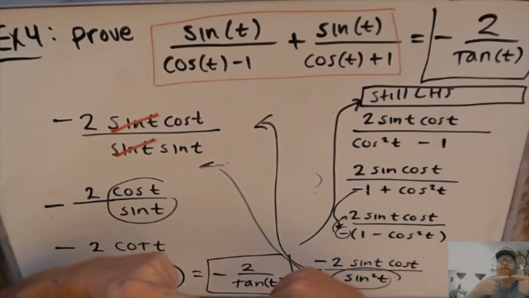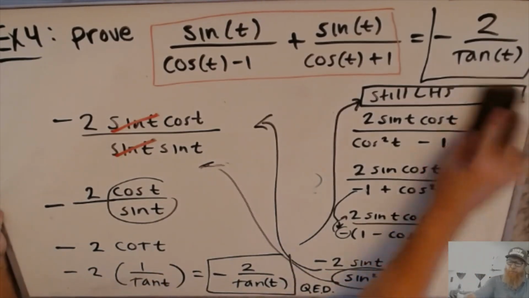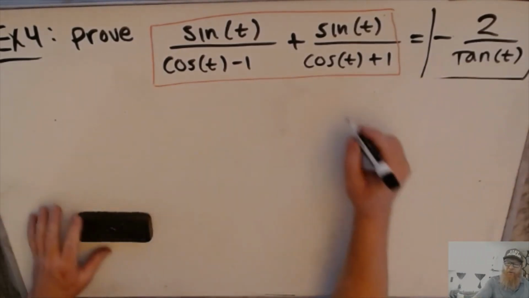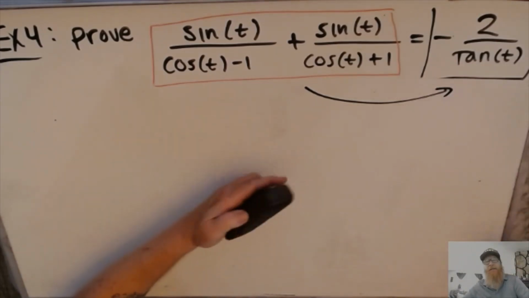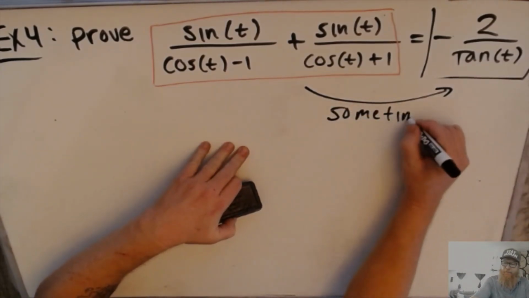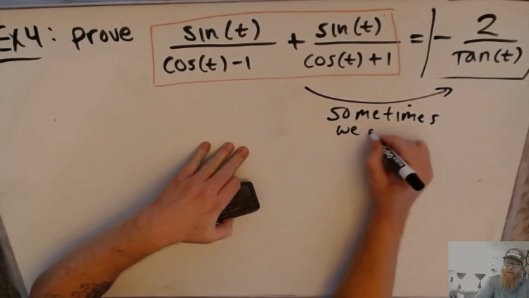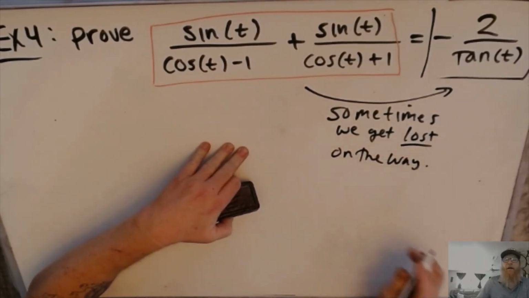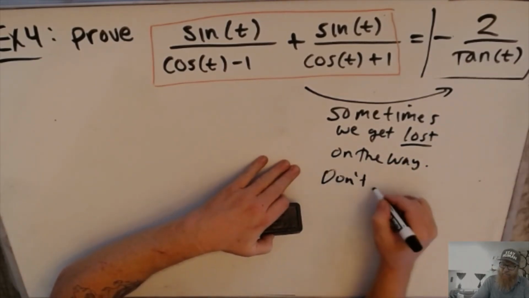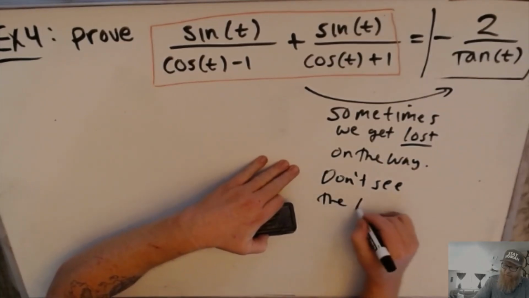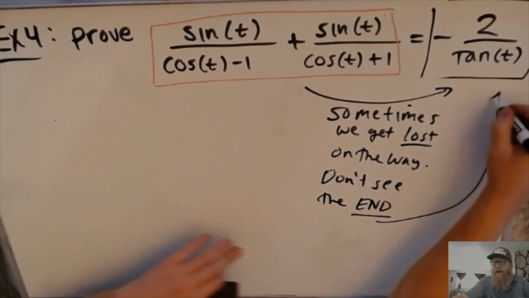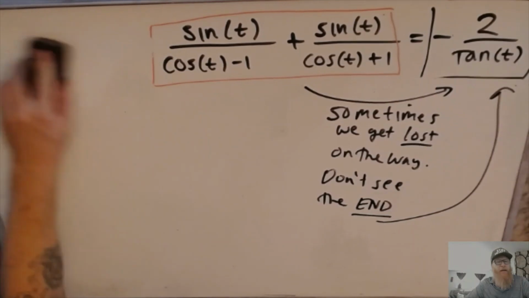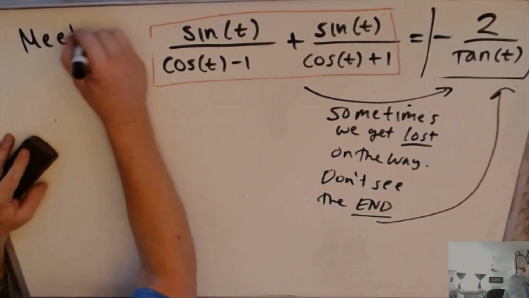What I'm going to do next is what we call meet me in the middle. Sometimes you'll find that it's very difficult, sometimes we get lost on the way, and you don't make it to the end. And when I say the end, I mean the right-hand side or the left-hand side, or whichever side we're trying to get to. This is what's called the meet in the middle technique.